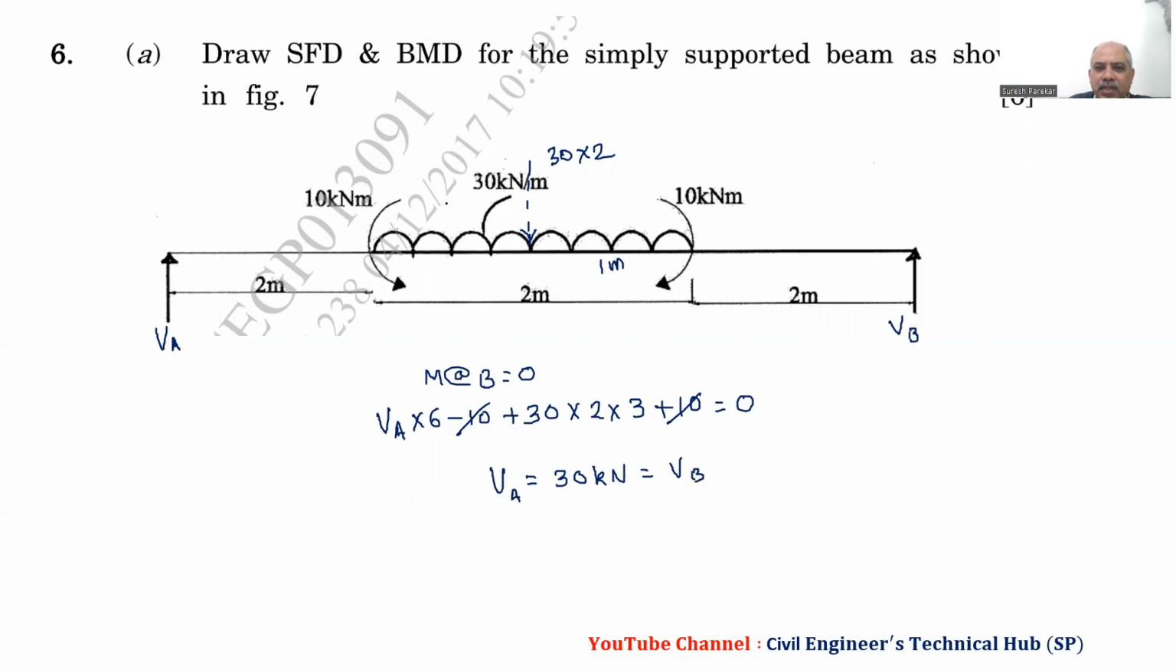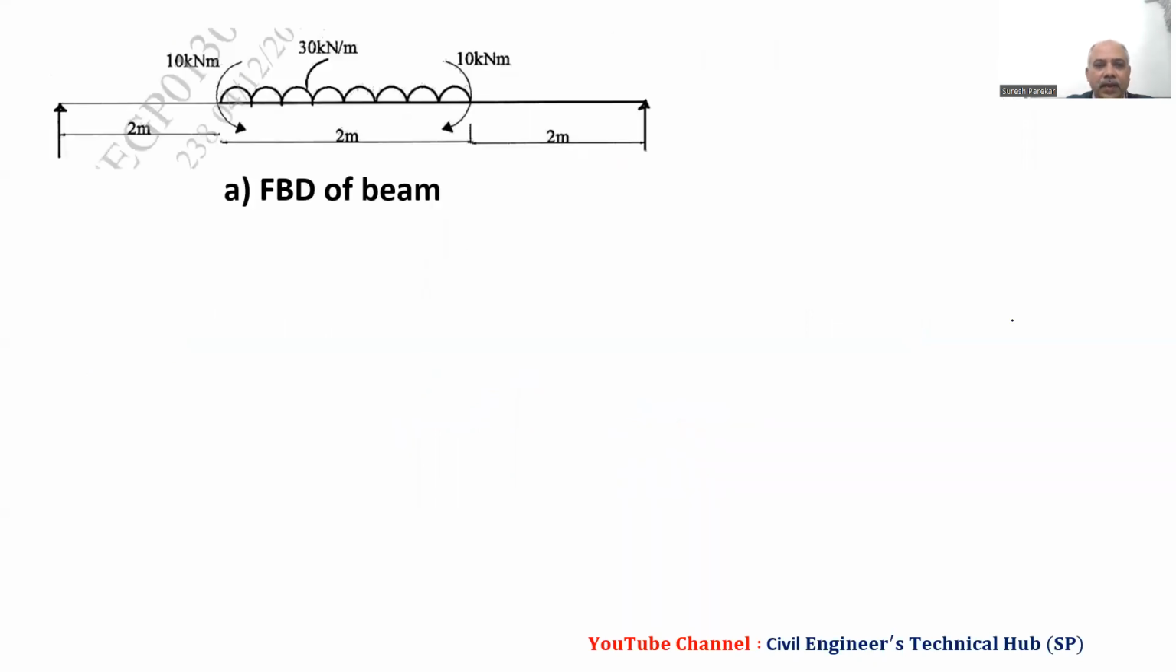Now you can see the beam is symmetrical. These two couples cancel each other and the beam is symmetrical, so you can write VA equal to VB equal to total load by 2 also. But be very careful while considering these values. So now we have VA and VB as 30 kilonewton.